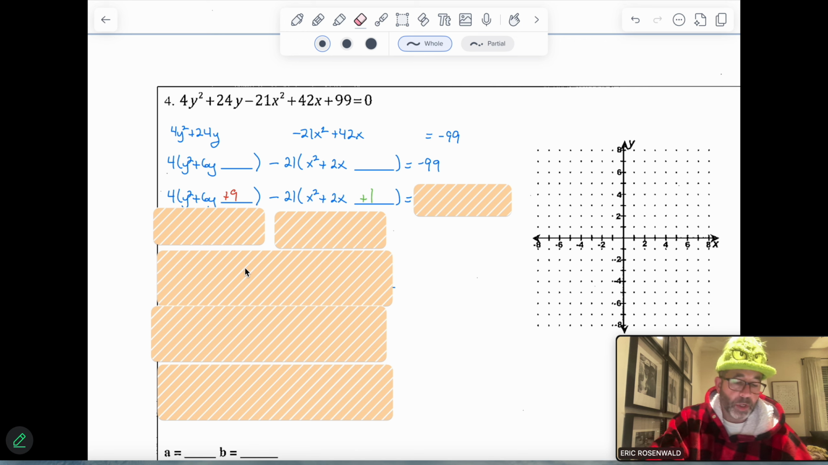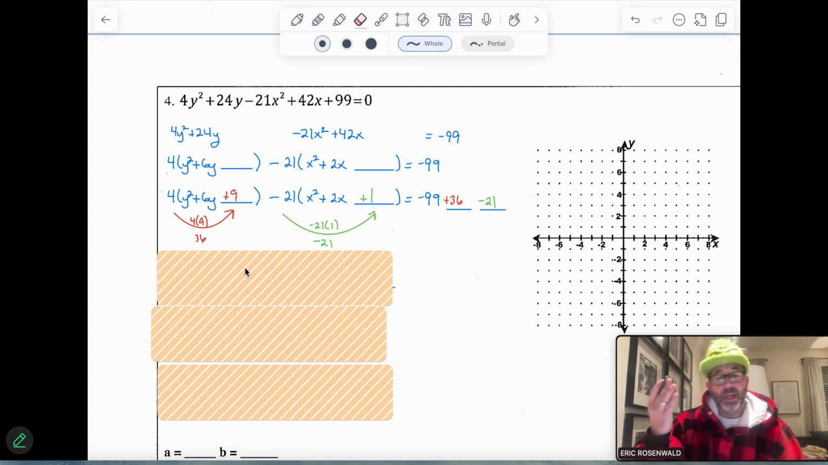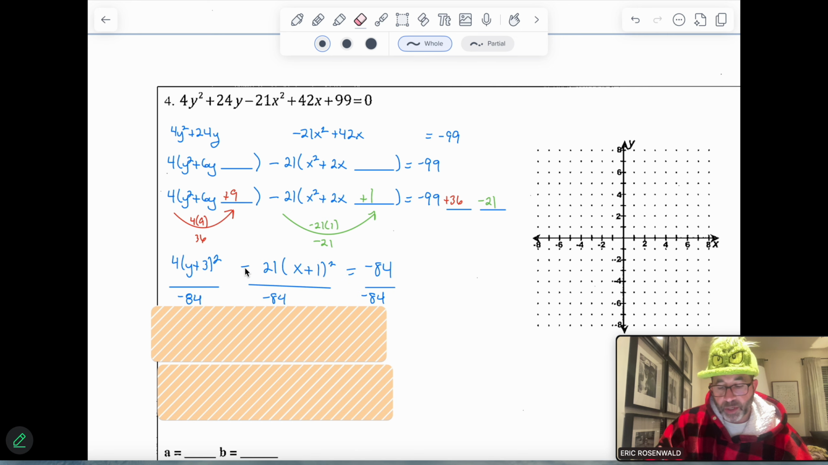Squared is 1. To balance this, you have to think about what we added. I added in a 4 times 9, which is 36, so I do the same thing on the right. I added in a -1 times 1, which is -21, so I do the same thing on the right. Write as a quantity squared. So we have 4 times the quantity y plus 3 squared and -21 times the quantity x plus 1 squared.